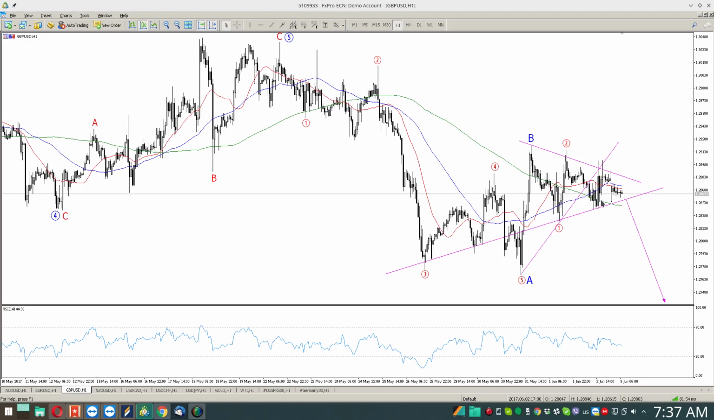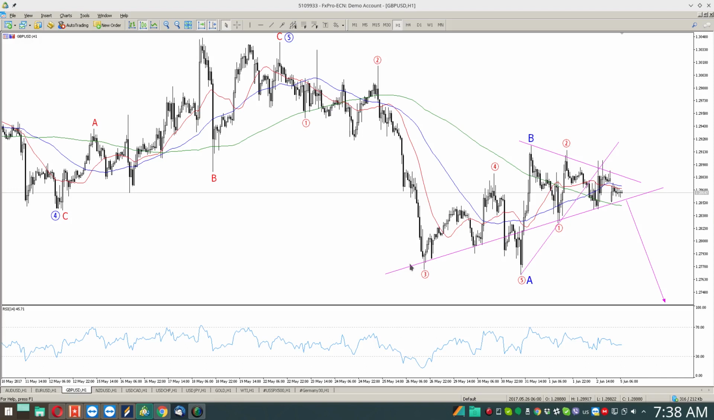Then we had a period of a battle between the bulls and the bears around those two SMAs, but the 144-hour SMA still holds. This thing here looks like a triangle, but the internals do not count very well as a triangle. So what I'm expecting here is a continuation of the downtrend.